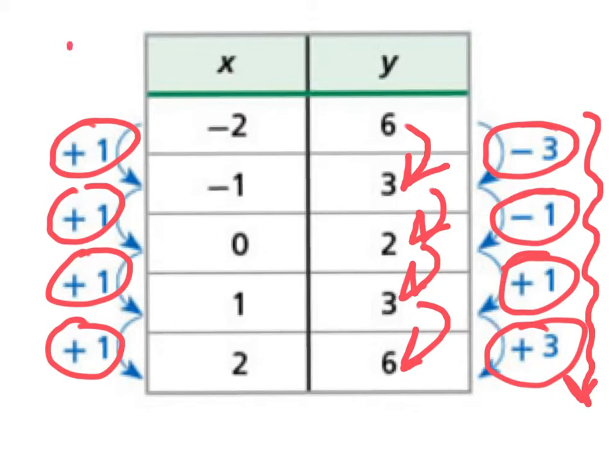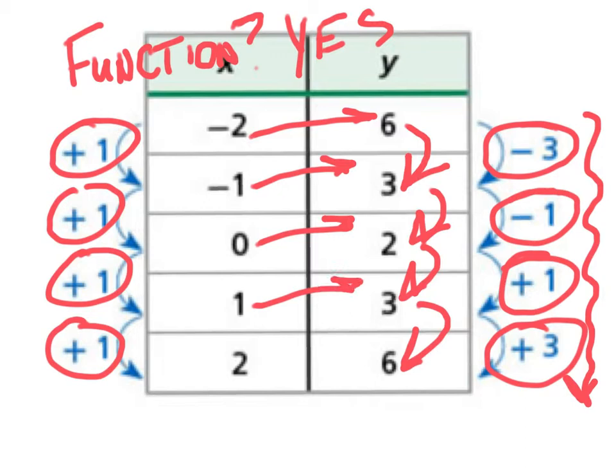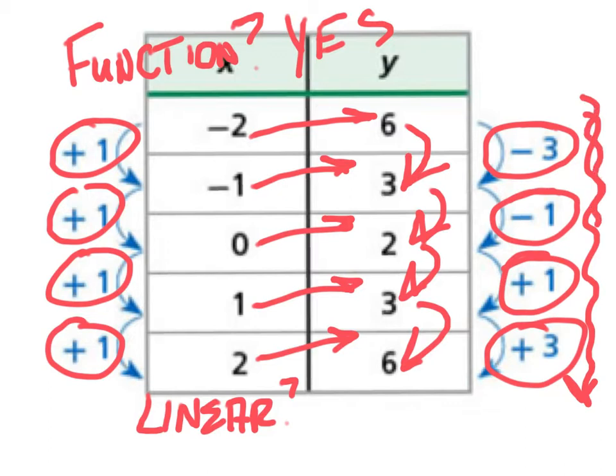So in this case, we can say to the function question, yes, because each item here is paired one x value with one y value. There are no x values that point to two different y values. As far as linear goes, the y values are not increasing or decreasing by the same amount each time we increase the x value by the same amount. So the answer is no for linear.